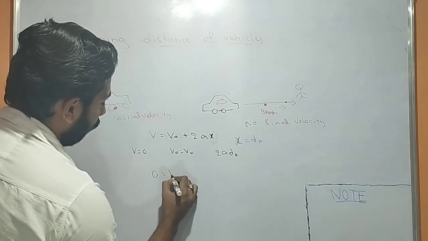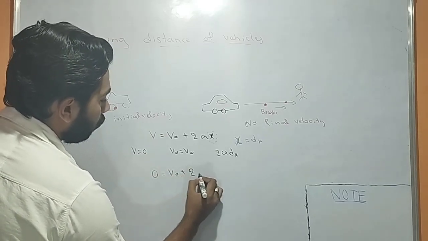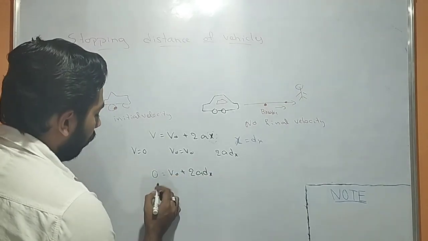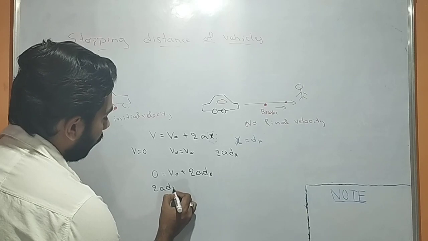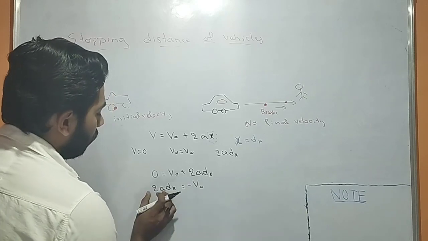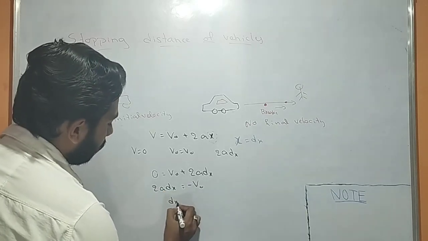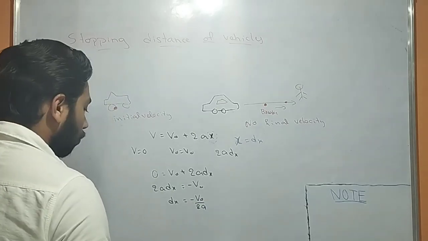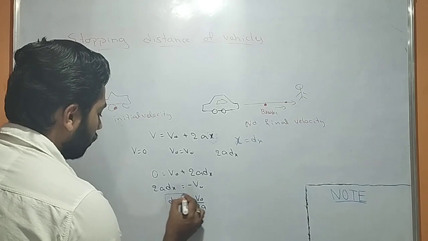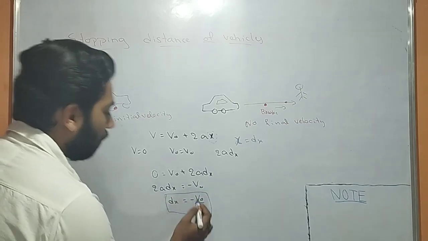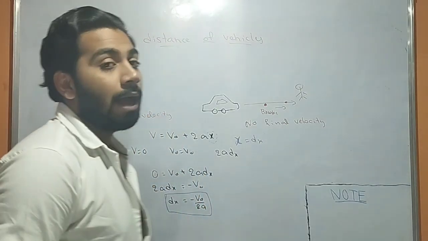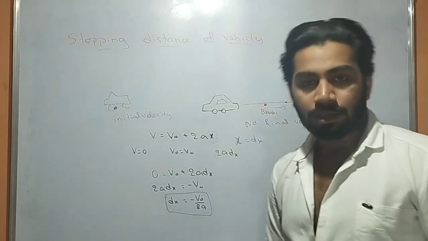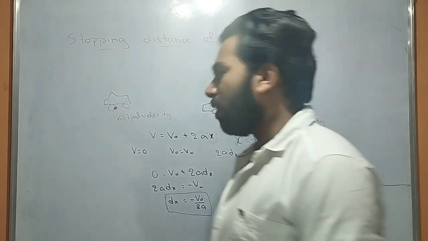0 is equal to v naught squared plus 2a into d of x. Just shift this v naught squared to this side. What you will get? 2a d of x is equal to minus v naught squared. Shift this to this side. D of x is equal to minus v naught squared by 2a. So this is your stopping distance. By just having your initial velocity and the acceleration of your car, you can find the distance traveled until stopping. So it's very easy.